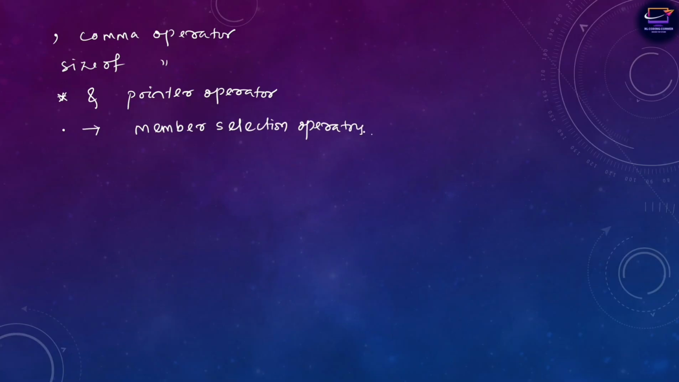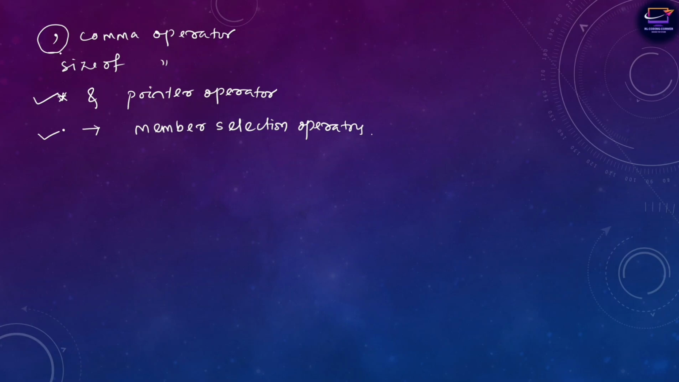Right? See, in pointer operator and member selection operator, I will discuss them in the pointer chapter, that is in a separate video, right? Let me tell you about this comma operator. Okay, so you use it for what? To separate two things, but it is an operator.